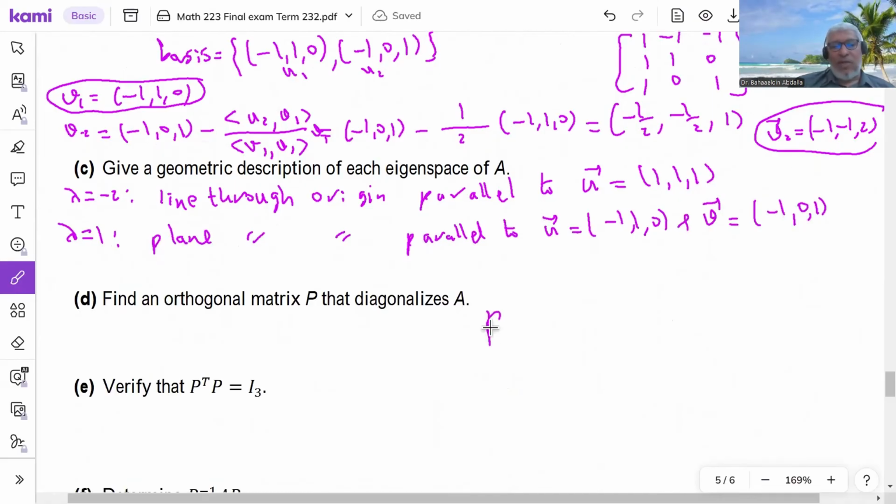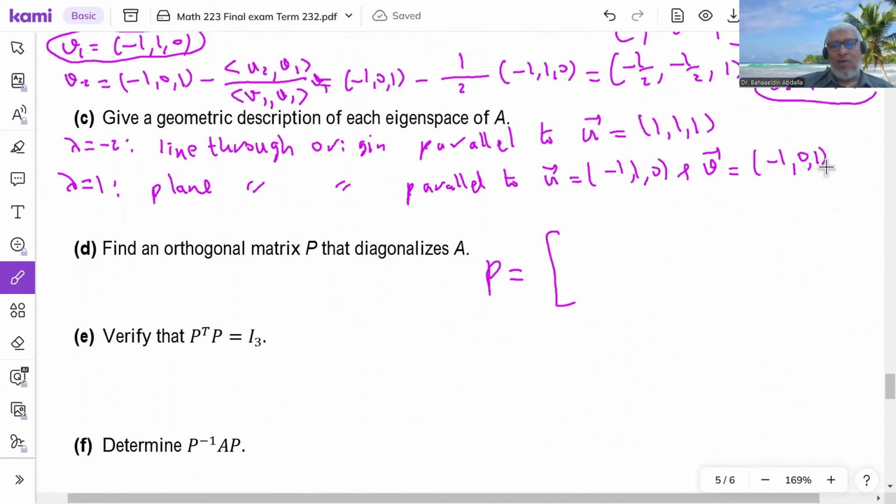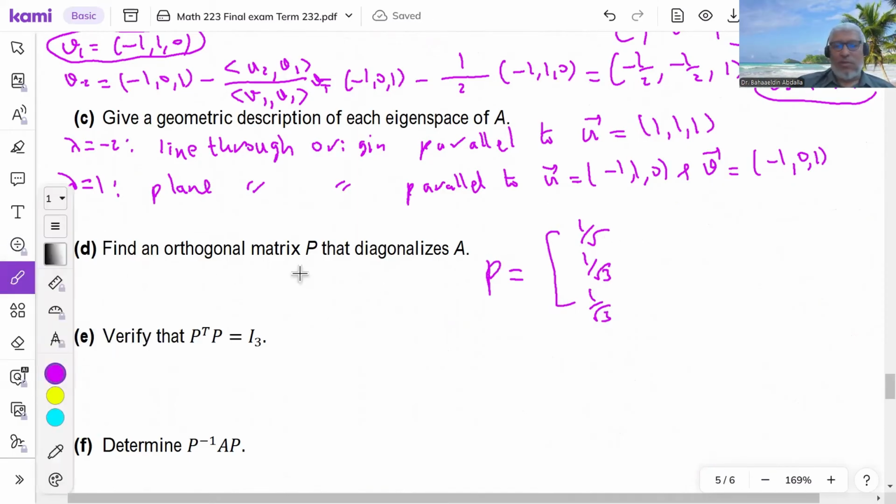But I have to make them orthonormal to form P. The first vector, I'll put it 1, 1, 1. To make it orthonormal, the length has to be 1, so I have to divide by the length. The length of this vector is the square root of 1 plus 1 plus 1, that's square root of 3. So I'll have 1 over square root of 3, 1 over square root of 3, and 1 over square root of 3. This is the first vector.